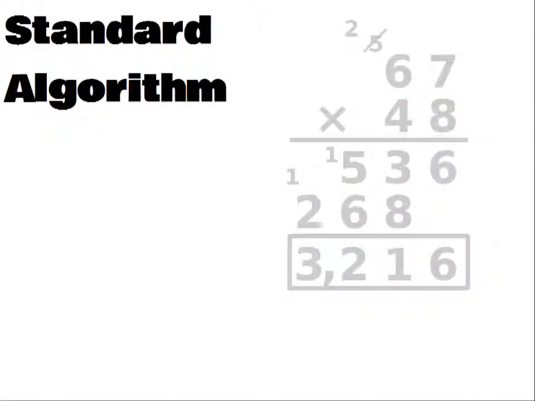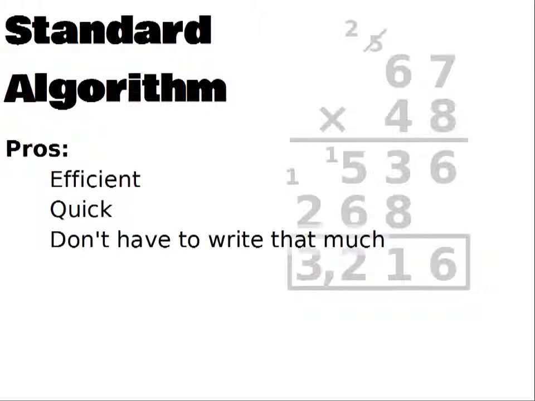Now, the standard algorithm has some pros and cons to it. Here's the list of a few pros. First, it's optimized for efficiency. This is a way of multiplying that's quite efficient. We can do it fairly quickly, too, once you learn the algorithm. And finally, we can do it without having to write down a whole lot of things. It's only a few lines and we can do multiplication. Hooray!